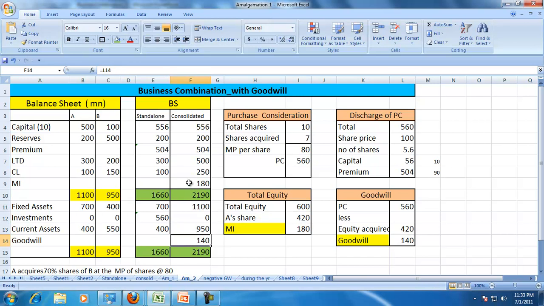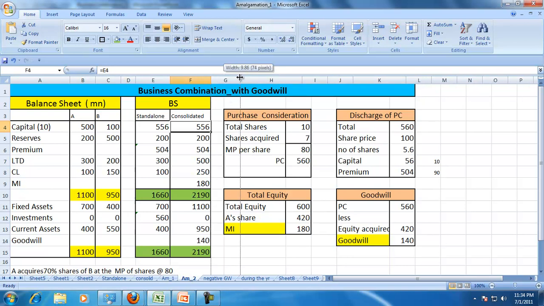Why is minority interest shown? Because while preparing the consolidated balance sheet, since you're showing all the assets of B and all the liabilities of B at 100%, you are required to balance that to show the minority interest.